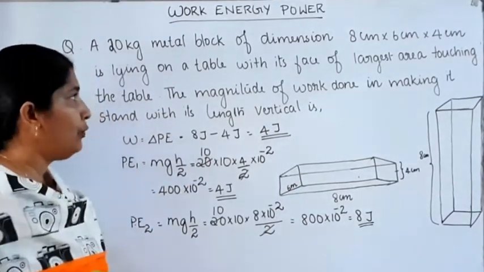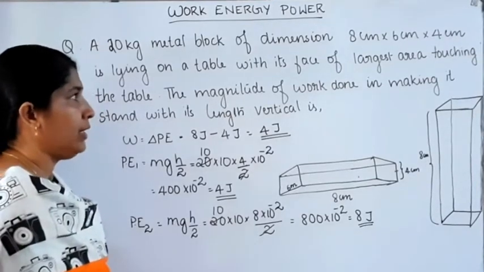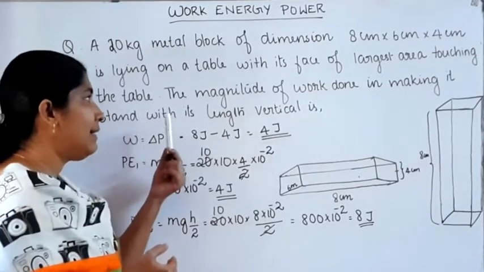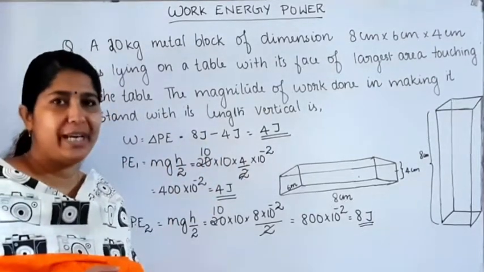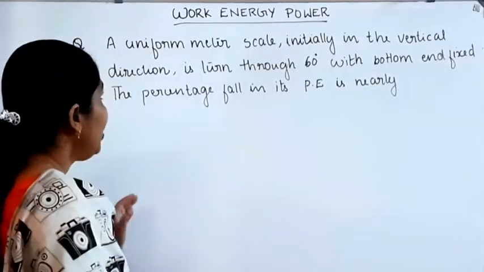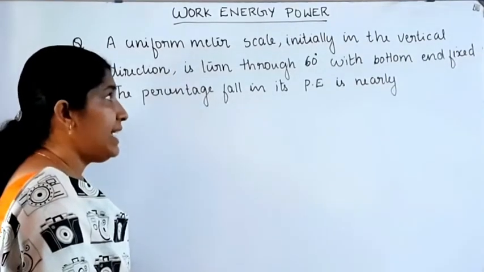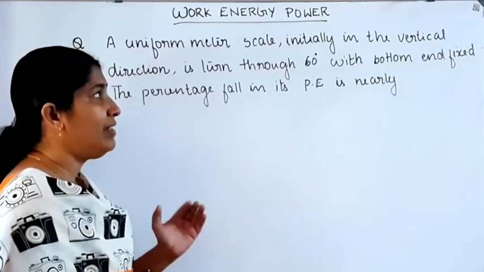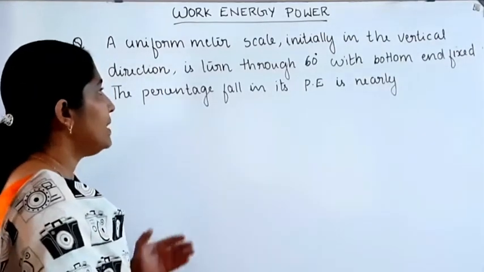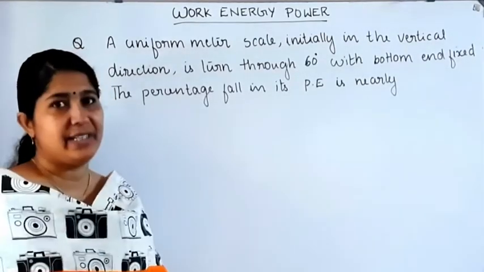Okay, the magnitude of work done to make it stand with its length vertical is 4 joule. Okay, our next question. A uniform meter scale initially in the vertical direction is turned through 60 degree with bottom end fixed. The percentage fall in its potential energy is.